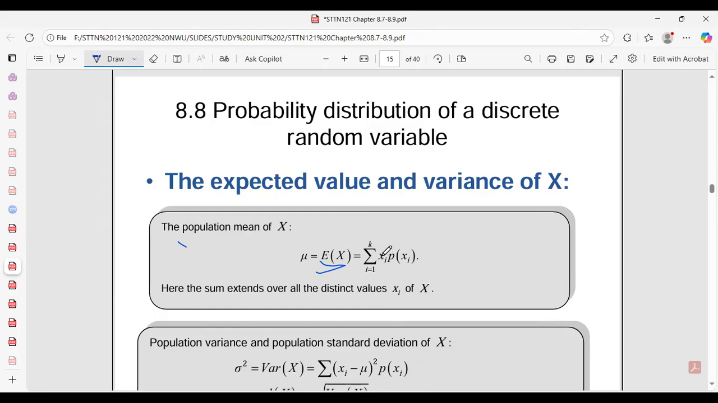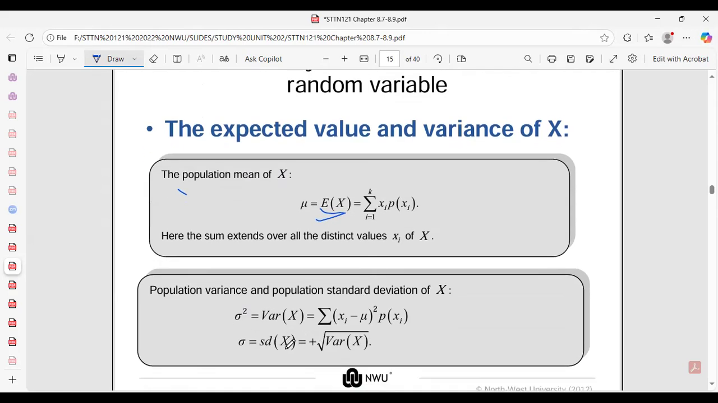Just write down the formula: the summation, xi multiplied by the probability function. To calculate the expected value is very easy. Now, the population variance. To calculate the population variance, it's this simple, or you can just say Var(X) is equal to the sum of x minus that expected value that you've calculated, squared, multiplied by the probability function. Even this one is simple. Once you get the variance, for you to get the standard deviation, you need to do a square root of that variance.